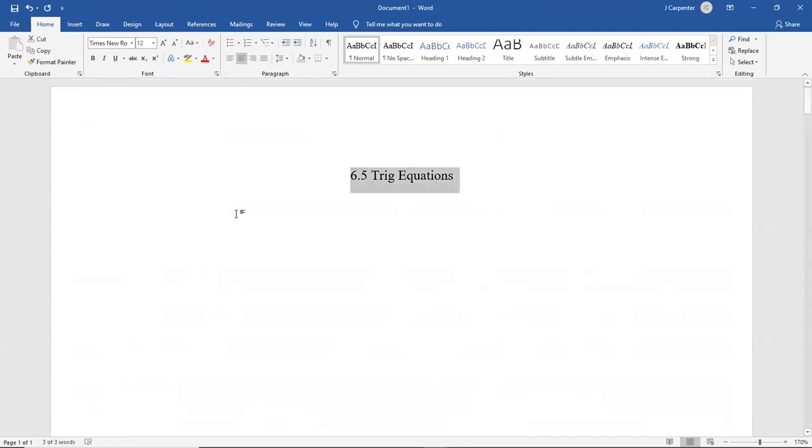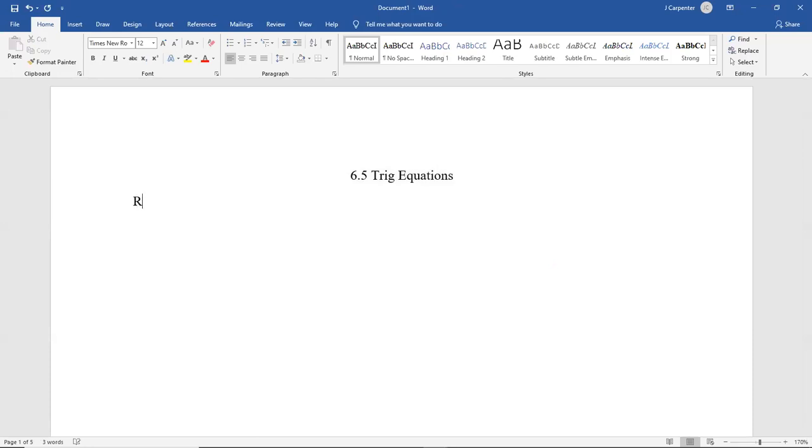The ultimate point of this chapter: me giving you an equation like tangent of x minus 1 equals 0 and asking you to solve for x. Or 3 sine of x plus 17 equals 5 cosine of x minus 45 and asking you to solve for x. This is where everything really comes together.